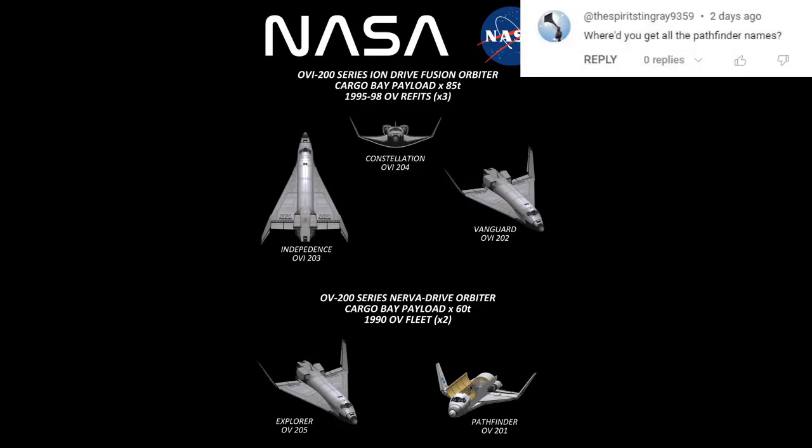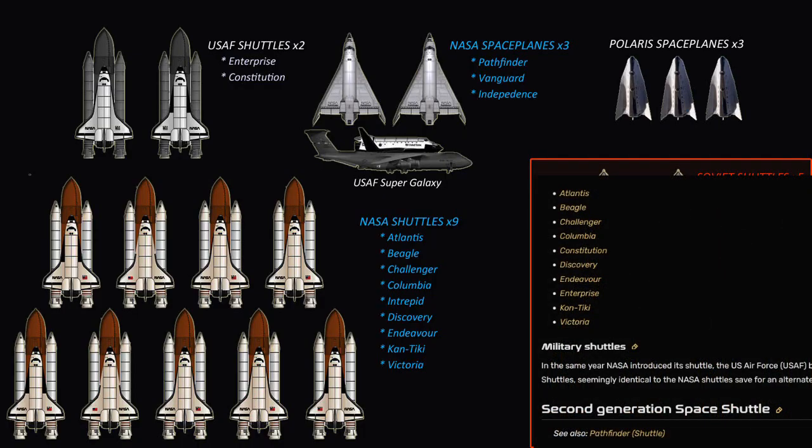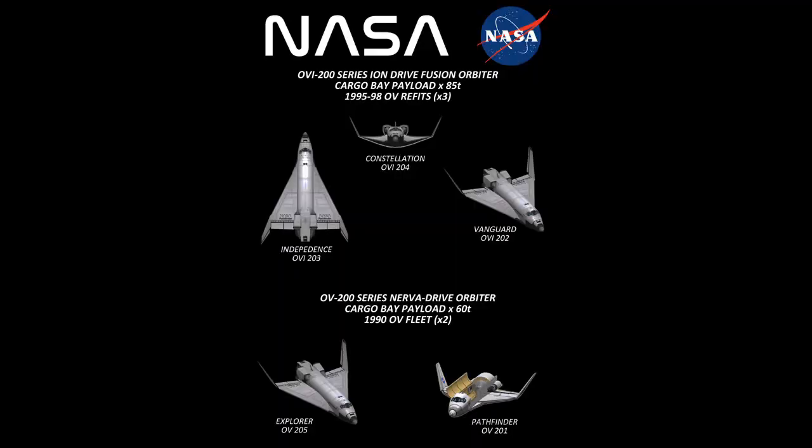So this next question from the Spirits in Gray asked, where did I get all the Pathfinder names? Off the top of my head, Vanguard and Independence, I believe, was listed on one of the fan wiki pages. And then I looked up a list of proposed space shuttle names that haven't been used, and I compared those to the alternate 10 space shuttle names used in For All Mankind. And I just picked out Explorer and Constellation for the last two OV-200 Pathfinder shuttle names.